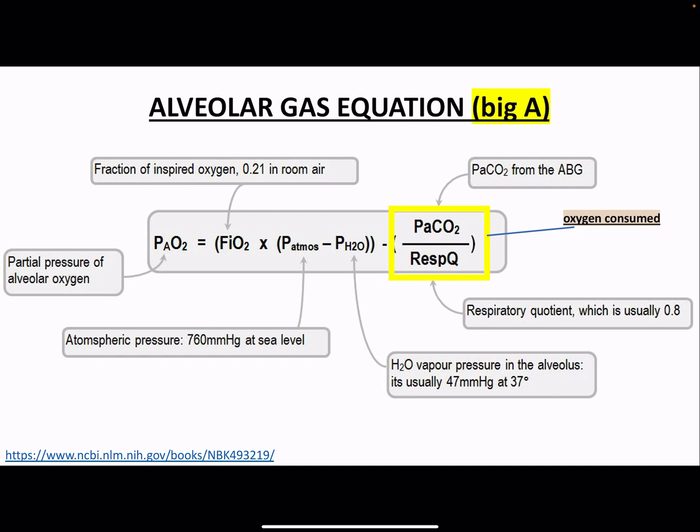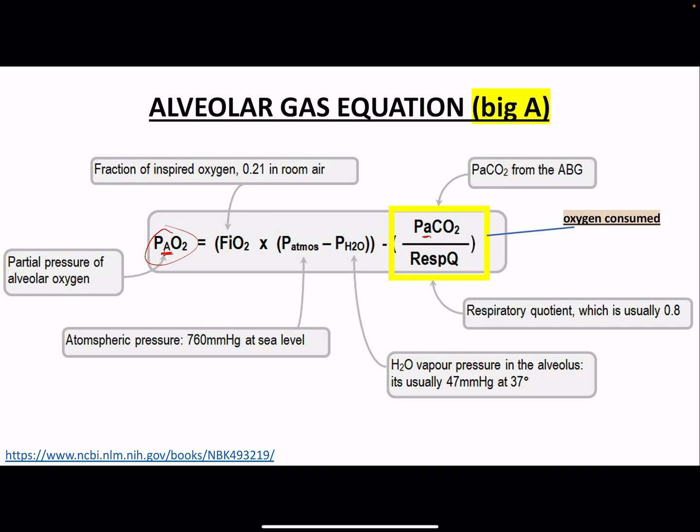All right, so big A always means alveolar. Anytime you see little a, it always means the artery. So how do we figure out the concentration of oxygen in the alveoli? Well, you can't just stick a needle in the alveoli to measure the pressure. That'll cause a tension pneumothorax, right? Or at the very least, a traumatic pneumothorax.